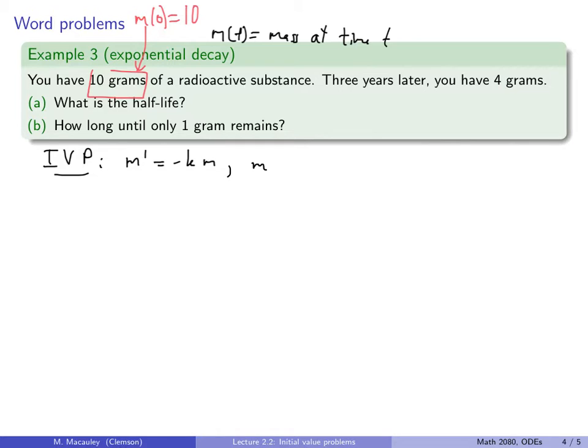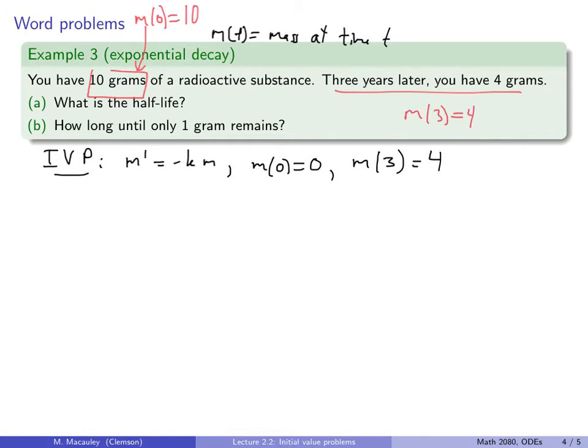Redo it. M of 0 equals 10. But let me add one more condition. We also know that 3 years later we have 4 grams. That means m of 3 equals 4. So let's write down that condition as well. Call this an initial condition even though it's technically not at time equals 0.